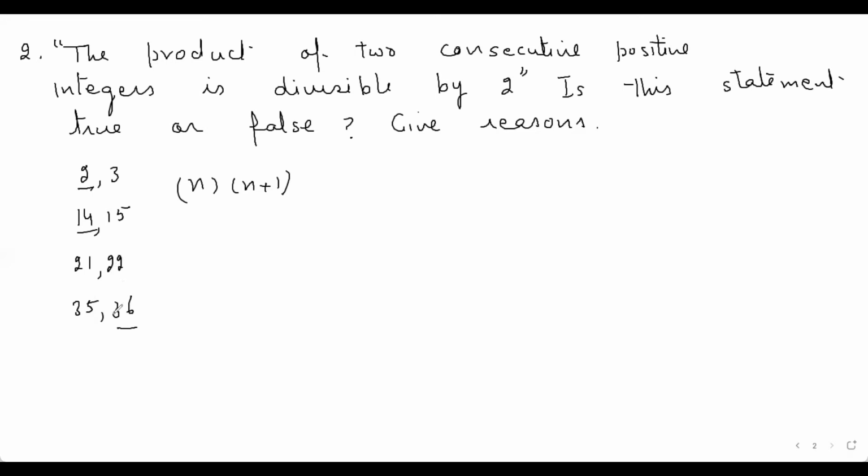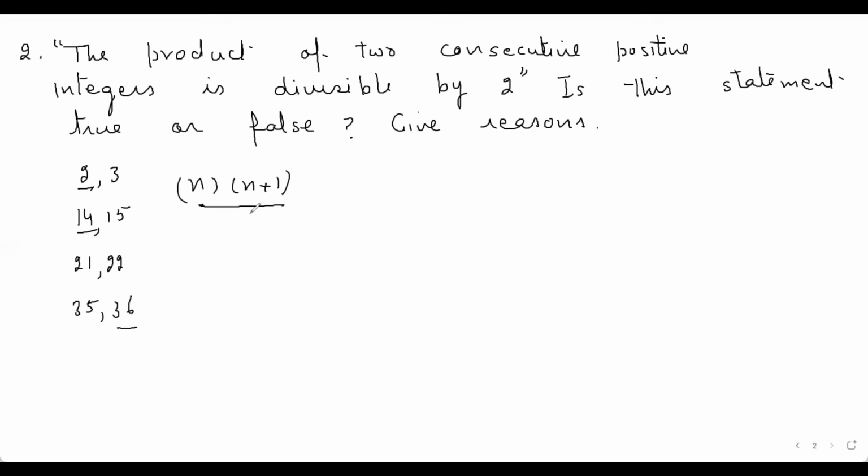And if one number is even, it will be divisible by 2. Similarly, for n and n plus 1, one number must be even, either n or n plus 1, so it will be divisible by 2. So this is a true statement. The product of two consecutive positive integers is always divisible by 2.